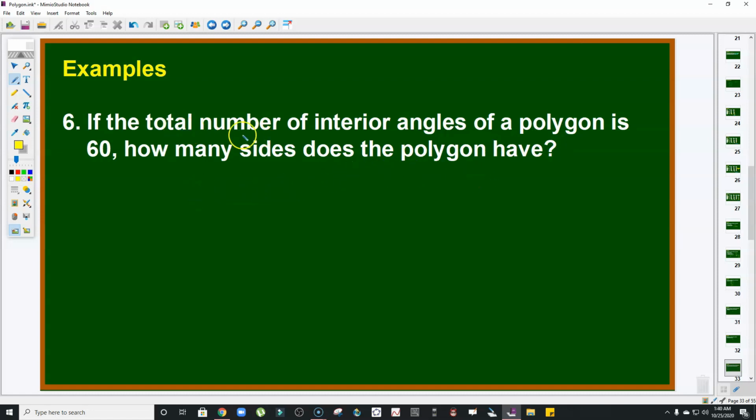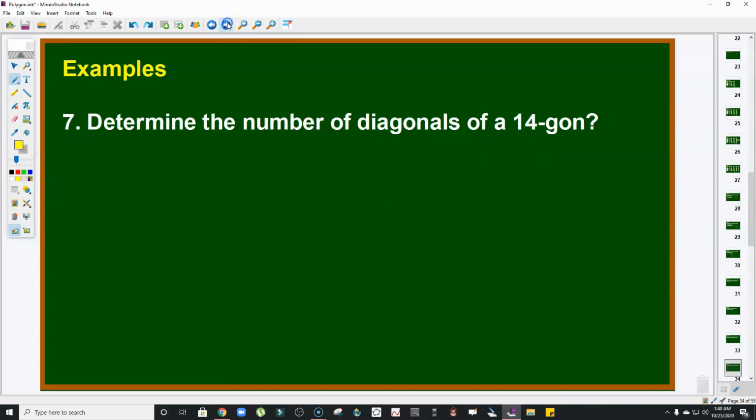Next, 6. If the total number of interior angles of a polygon is 60, how many sides does the polygon have? Take note, total number of interior angles is 60. The answer is also 60. Kunyari, triangle, di ba? So, I have 3 angles. How many sides? Tatlo. If I have a quadrilateral, I have 4 sides, I have 4 angles, and so on. So, ganun lang yan. Okay? So, 60 yung sagot.